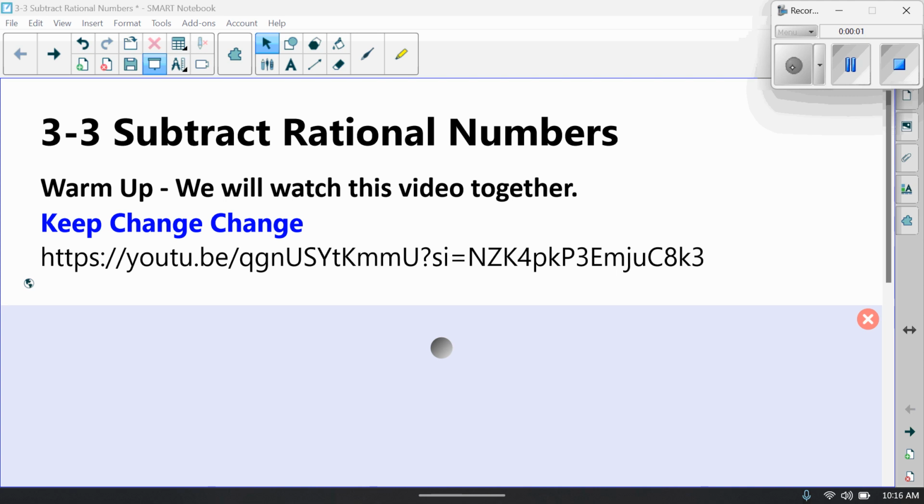So today's lesson is lesson 3-3. We are going to subtract rational numbers. First thing is I want to show you part of a subtraction video.